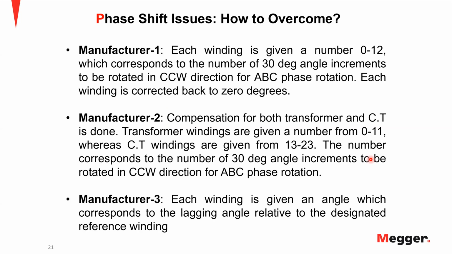So these methodologies vary from manufacturer to manufacturer. For instance, one of the manufacturers uses the numbers from 0 to 12 that actually corresponds to a 30-degree increment, which means if I have a number of 1, it's 1 30-degree increment. If I have a number of 2, it's a 60-degree total, because there are 2 30-degree increments. And that needs to be rotated in counterclockwise direction, and it will be corrected back to 0 degrees like we saw in the previous example.